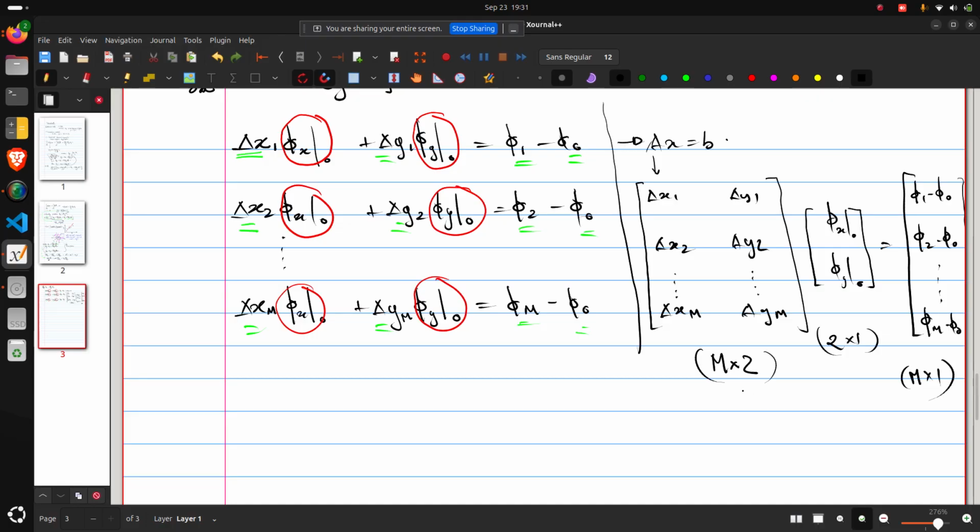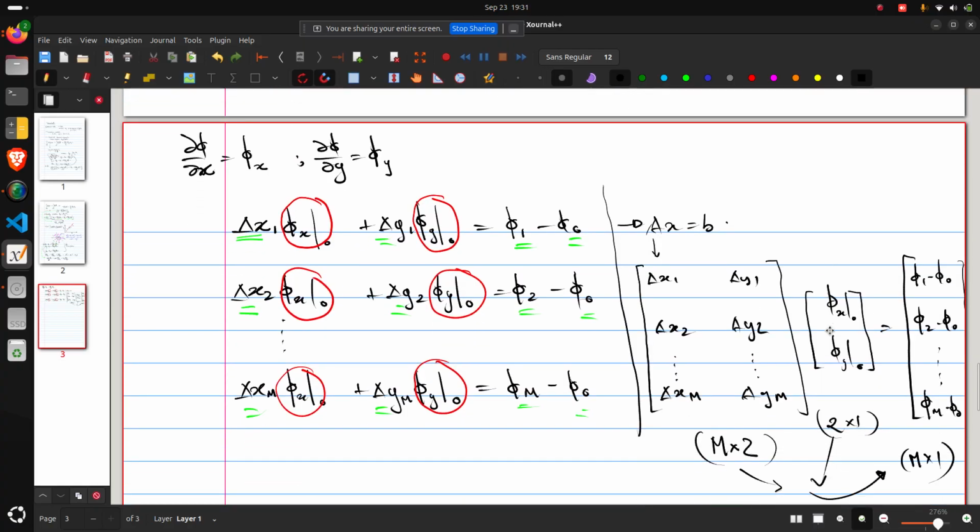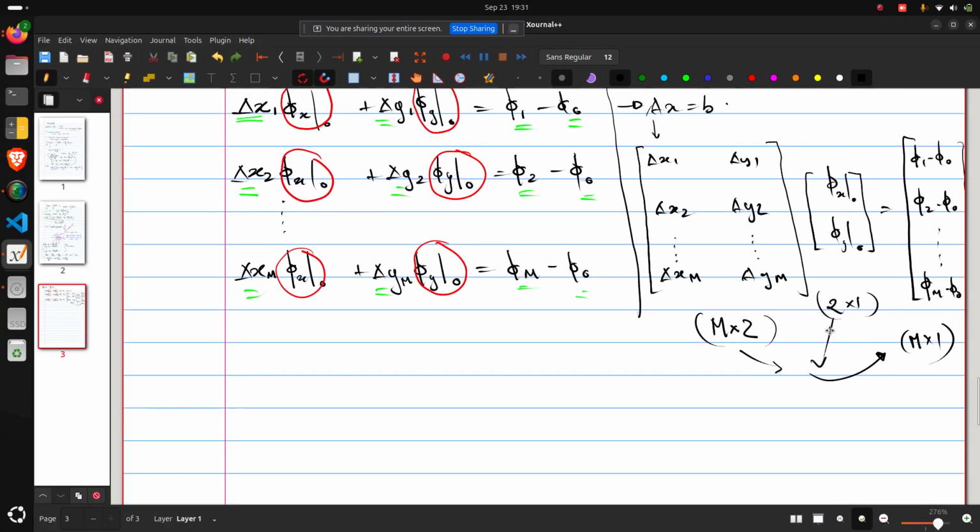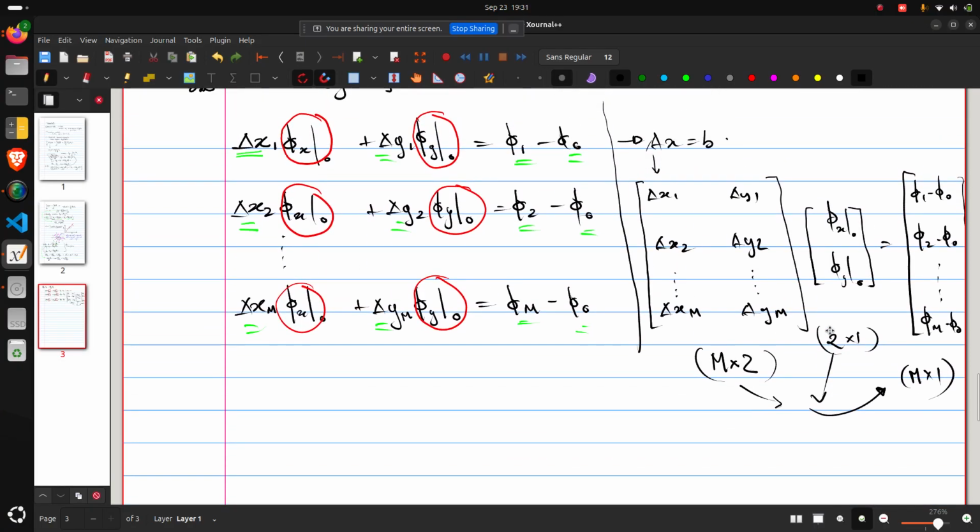And yeah, it seems to hold up, because an m cross 2 matrix multiplied by a 2 cross 1 vector will give us an m cross 1 vector as well. Now, what is the problem here? The problem here is we cannot invert this matrix, and also this is sort of an overdetermined system.